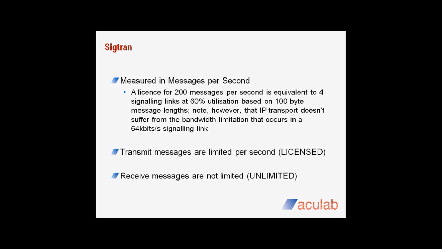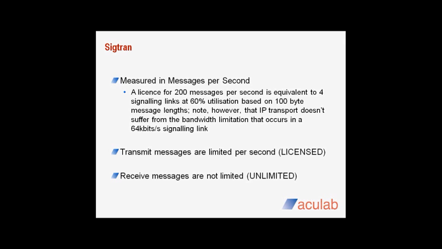Further to that, I have to add that IP communication doesn't suffer from bandwidth limitations such as those on E1 or T1 links. For example, on an E1 link you've got the 64 kilobit per second bandwidth limitation, whereas in the IP transport mechanism you don't. You're basically restricted by the bandwidth that your IP network provides you. So the number of messages per second that your system can handle is largely dependent on your IP infrastructure for SIGTRAN.